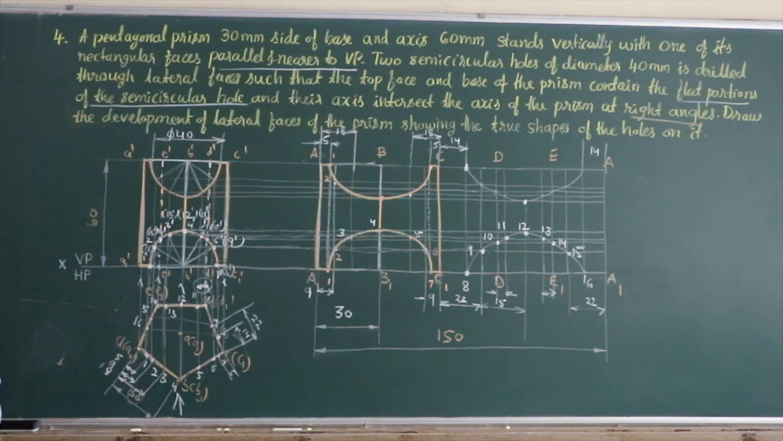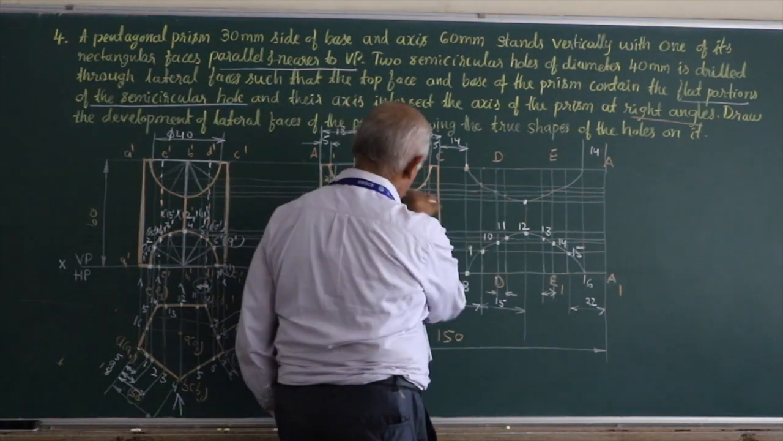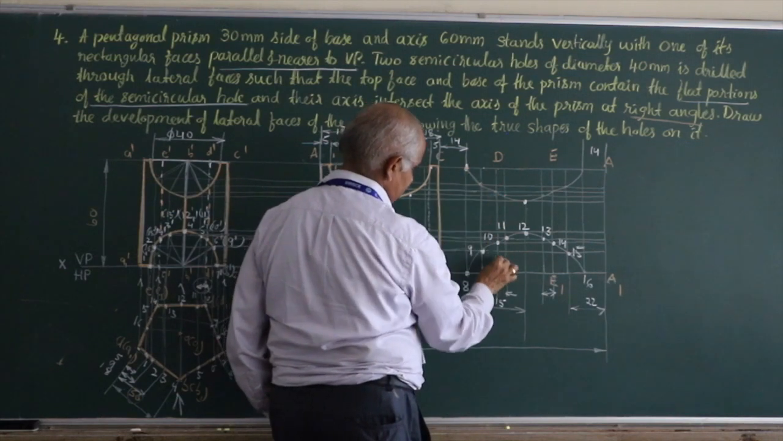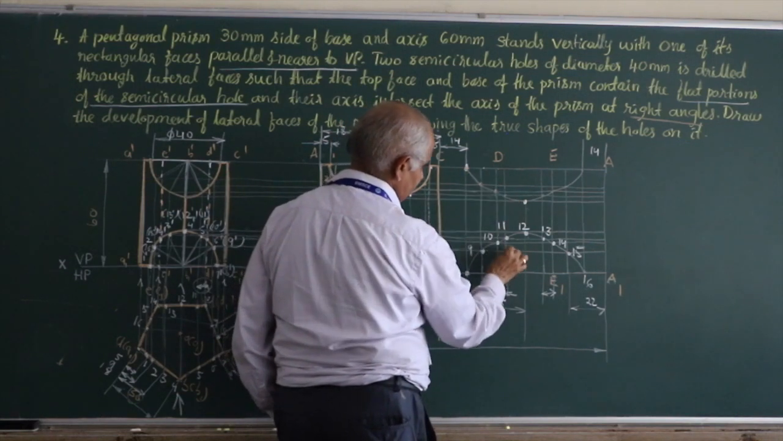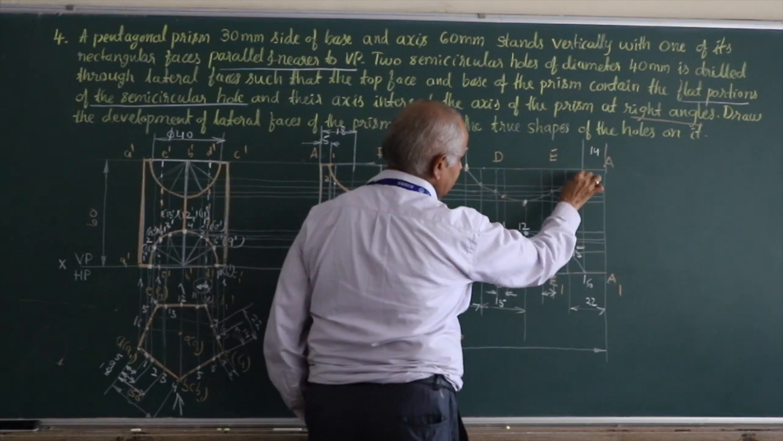Same way you would have located all the points here. There is no point in writing all the section points for this. So just take the respective ones: 8 means here 8, 9 means this is 9, 10 means this is 10, 11, 12, like this you locate all the section points.